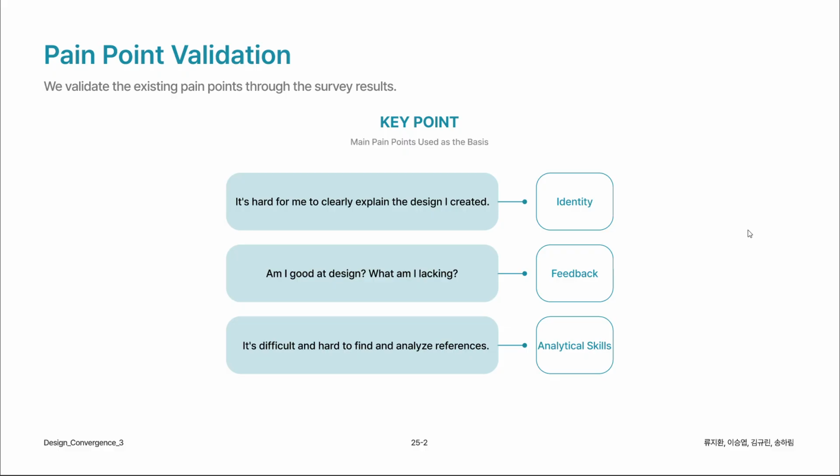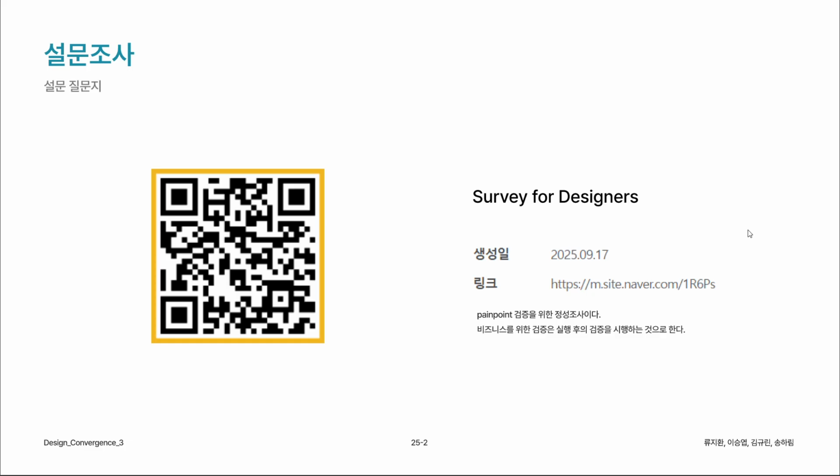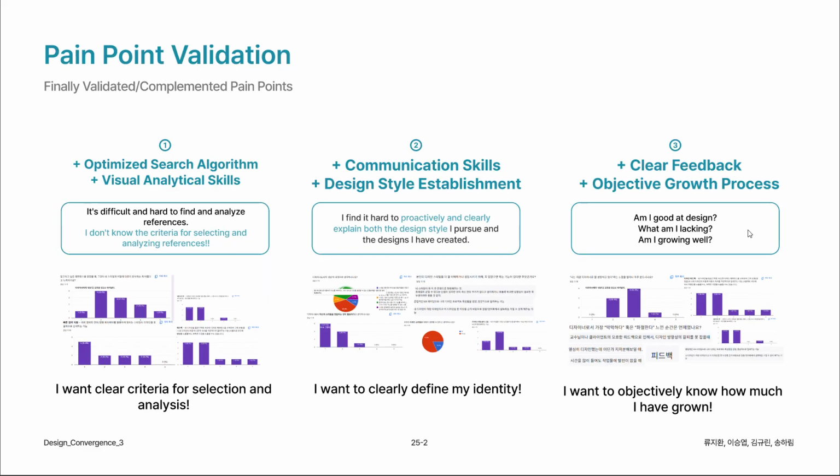And she told us that it's difficult to find and analyze good references. So we found a need for analytical skills. To verify these insights, we conducted a survey. After analyzing the results, we discovered the deeper needs behind them: the need for clear criteria for selecting and analyzing designs, the need to express one's identity more clearly, and the need to track growth objectively over time.